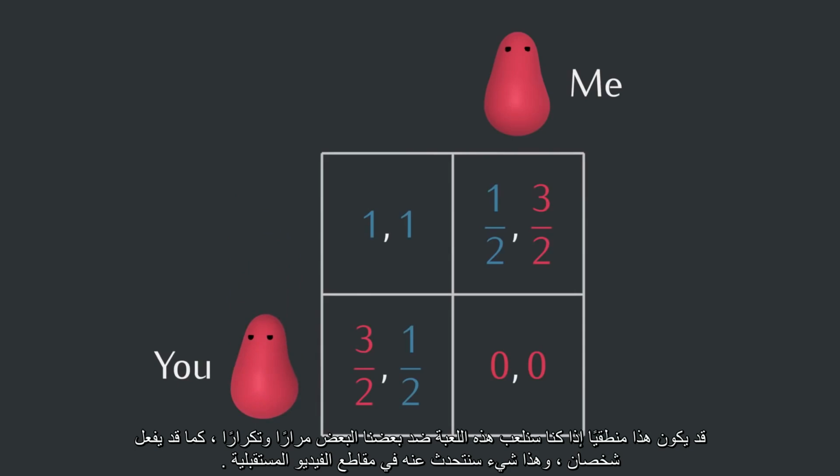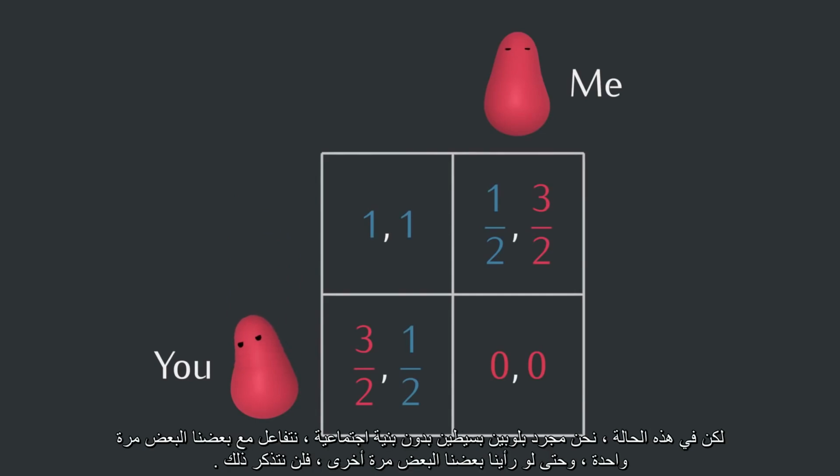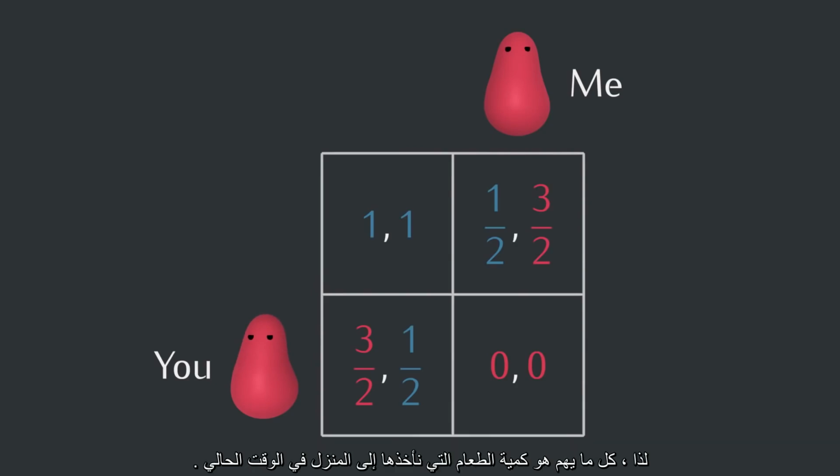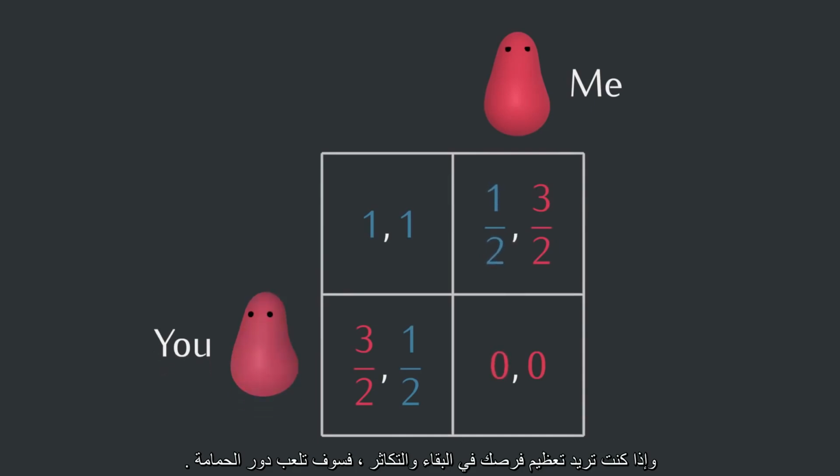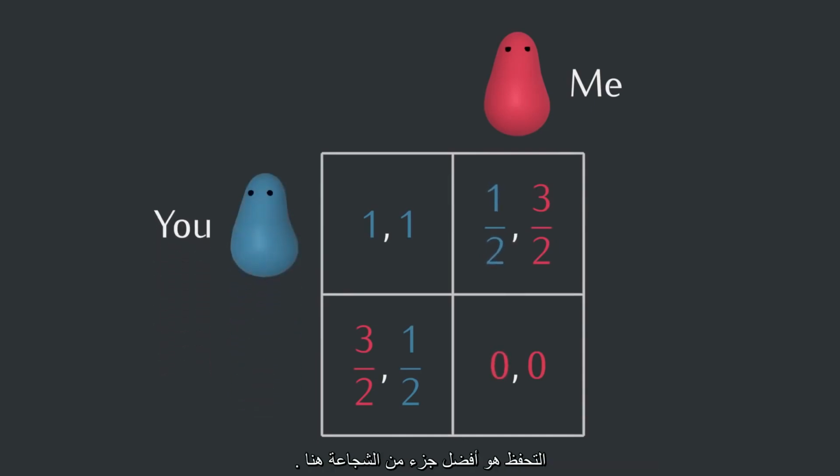This could make sense if we were going to play this game against each other over and over again, as two humans might do, and that is something we'll talk about in future videos. But in this situation, we're just these simple blobs with no social structure, interacting once, and even if we do see each other again, we won't remember it. So all that matters is how much food we take home right now. And if you want to maximize your chances of surviving and reproducing, you'll play dove. Discretion is the better part of valor here.